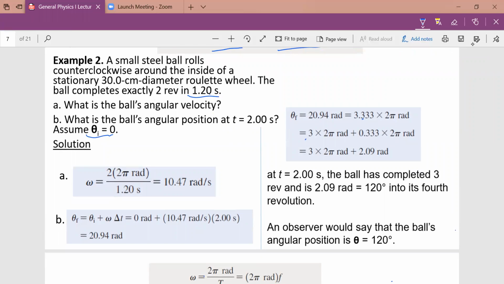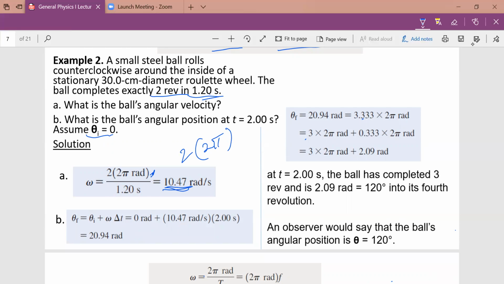So how do we begin solving this problem? For A, it's straightforward. It says, what is angular velocity? So we just bring in the formula for angular velocity. Remember the statement. It said it covered 2 revolutions. So 1 revolution is 2 pi, and it did that twice. That is how we have this, divided by the time it took to cover that distance. So we'll have the angular velocity to be 10.47 rad per second.